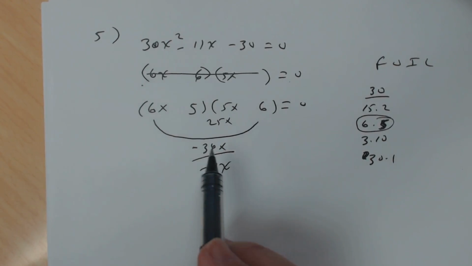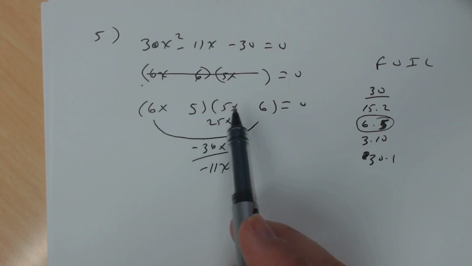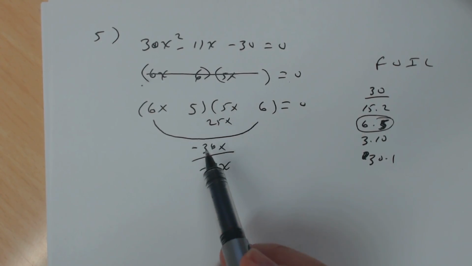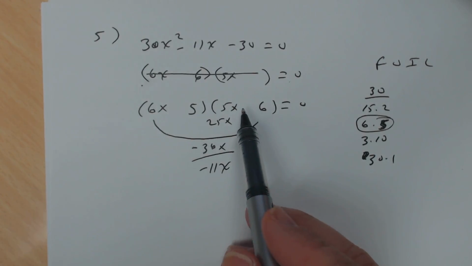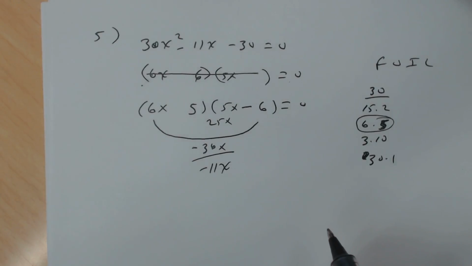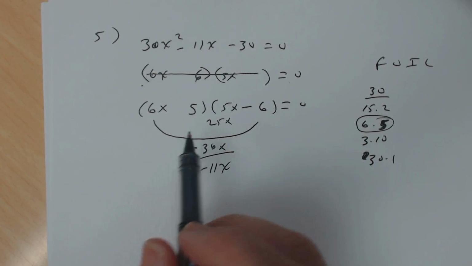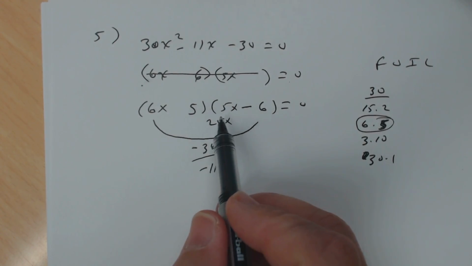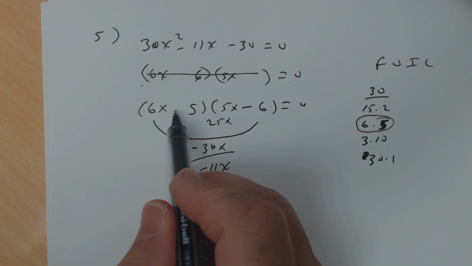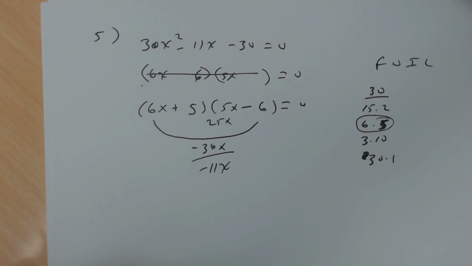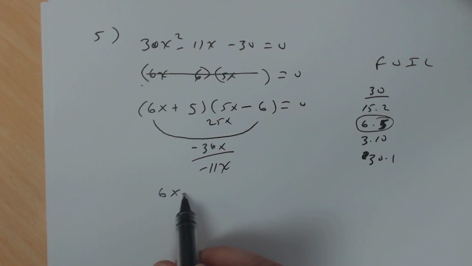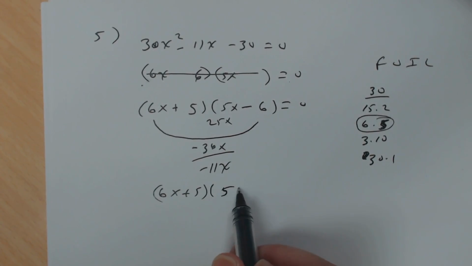So I know what my signs need to be now. These are the correct order of the terms. In order for the outer to be negative, this sign right here has to be a subtraction symbol. In order for the inner term to be positive, the operation here has to be addition. So 6x plus 5. There's your equation. Just go ahead and write it over.